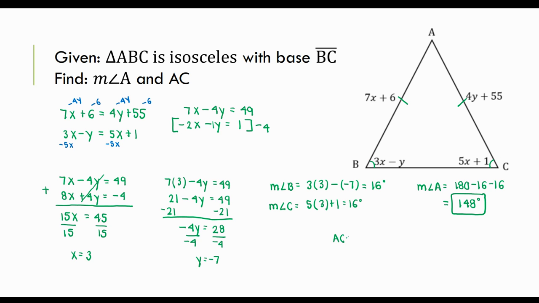Now I want to find the length of AC. Well, I just needed y in order to do that. So 4 times -7 plus 55. Well, 4 times -7 is -28. When I add 55 onto it, looks like that length is 27. And remember, I don't put a degree symbol because when we're talking length of a segment, it's not measured in degrees. And there are my answers.